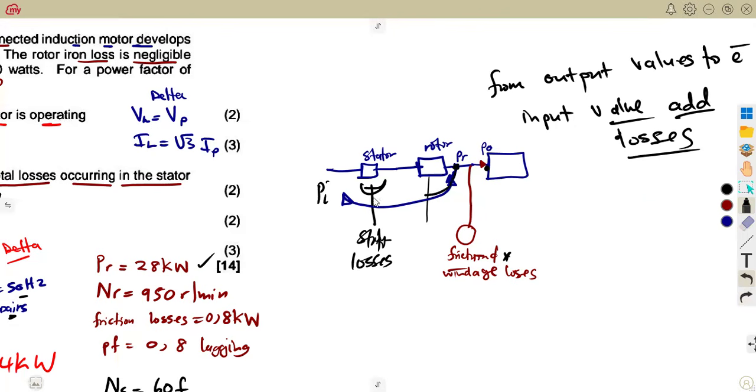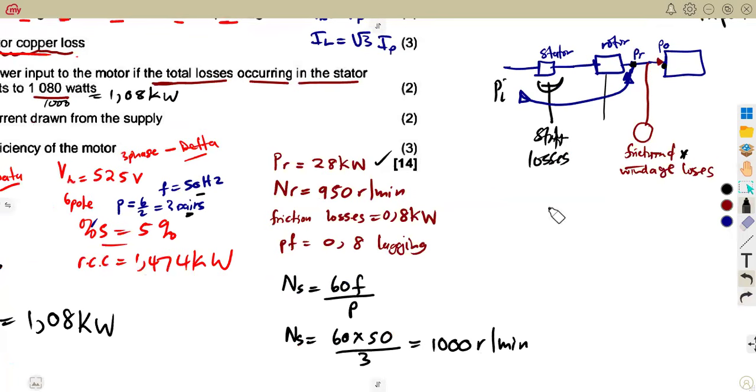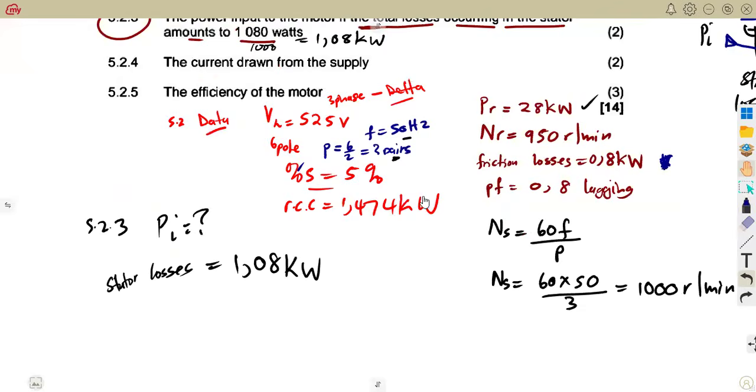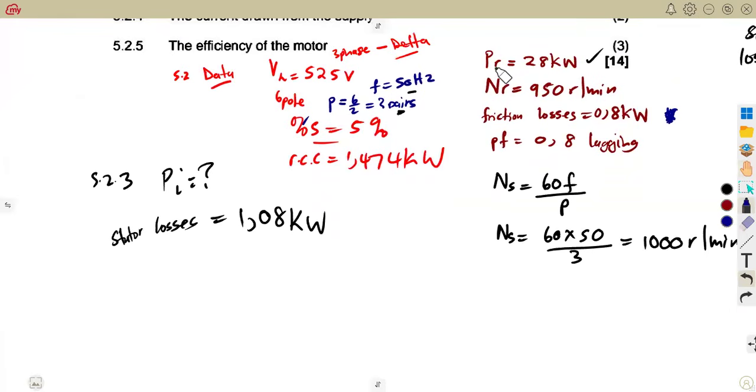As we are starting from here, going back to the input, the friction is to be excluded. This part of our friction losses is to be excluded. So we are going to add all other losses that we are given, excluding that of friction, because we are starting from the rotor output. As I said, from output values going back to the input, you are supposed to add the losses that are before this one.